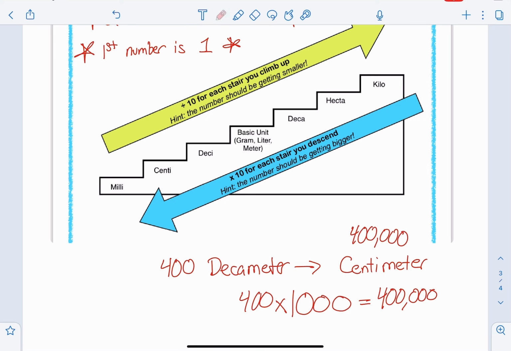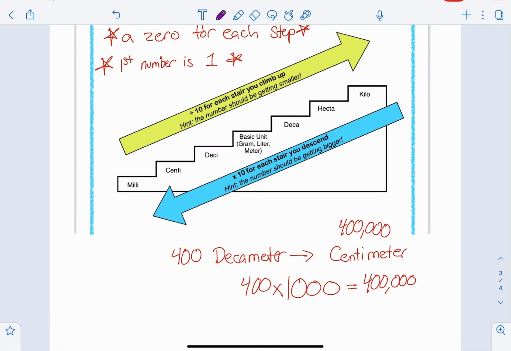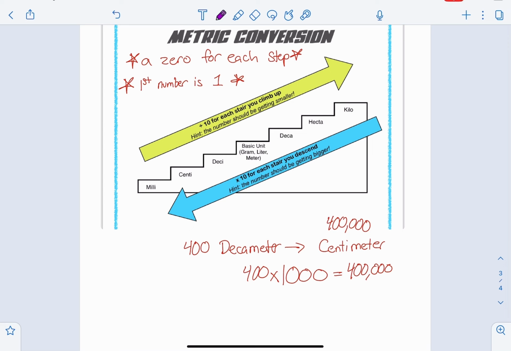All right, let's do another example where we're going the other way. So let's say I have 25 milliliters, and I want to go to just plain liters. I start here and I'm going up 1, 2, 3 steps. Okay, well, let's do a different example so we don't go up 3 steps. We already did 3. Let's go from milliliters to deciliters. Okay. So I'm going to go up 1, 2 steps this time.